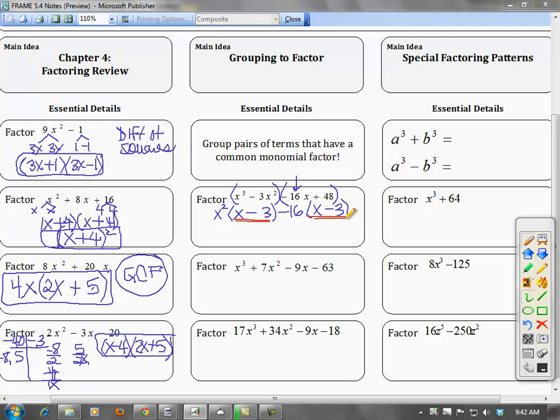And because they share it, like this first group shared an x squared, I'm going to pull out this x minus 3 in front. Okay? They both shared this x squared up here, so I basically removed it from each piece. And I'm going to do the same thing. If I remove this x minus 3 from the first piece, I have left x squared. If I remove the x minus 3 from the second group, I have left a negative 16.